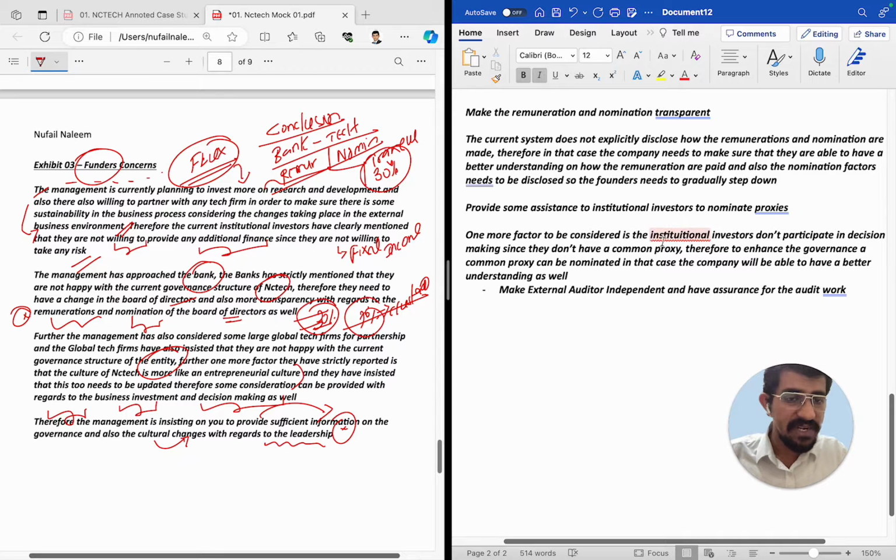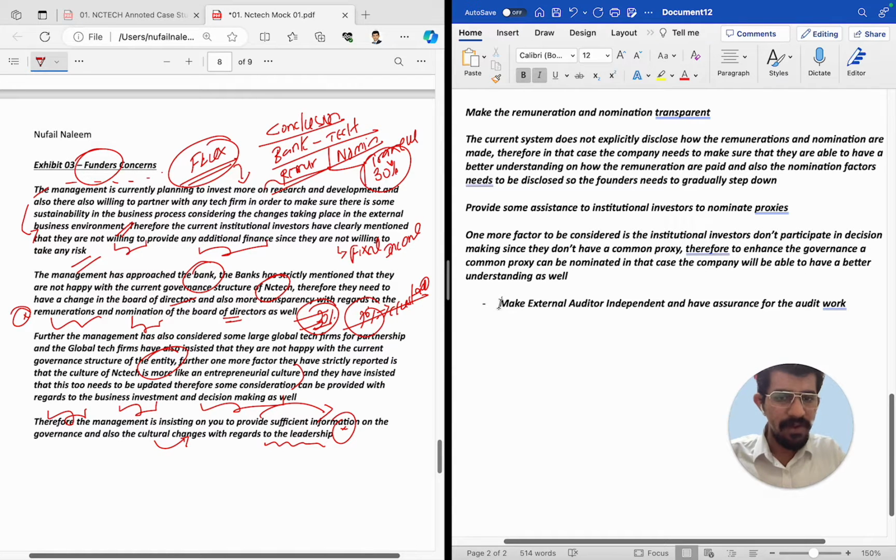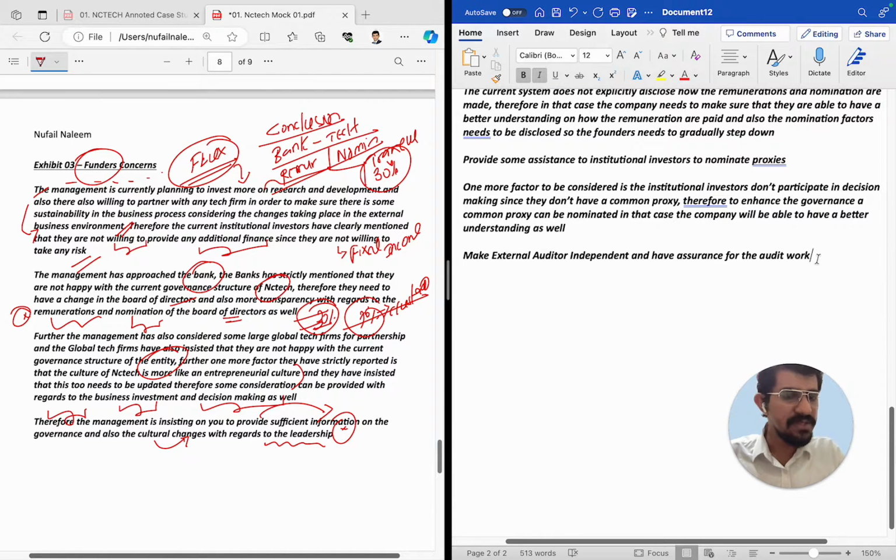So students, that is one factor to be considered. So this is an important thing. And the final one, students, just to give you the point of view, I'll just write it down. Make external auditors independent, have assurance for audit work. The external auditors need to be appointed based on the voting power. That is one factor.